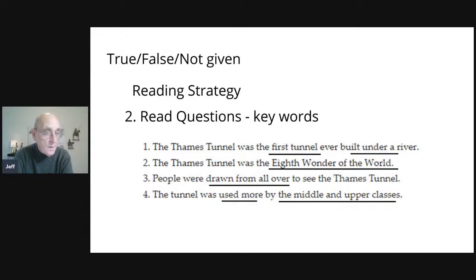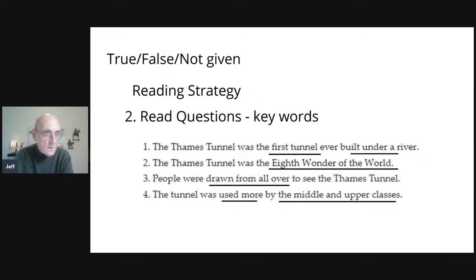I'm looking for one that went under. And I'm looking for the first tunnel, not the second tunnel, the third tunnel. And then in the last question, number four, the tunnel was used more. Okay, here's a comparative. So middle and upper classes, we know that we're looking for information. Did the middle and upper classes use the tunnel more than somebody else? Okay, it's a comparison. So now I know the type of information that I'm looking for.